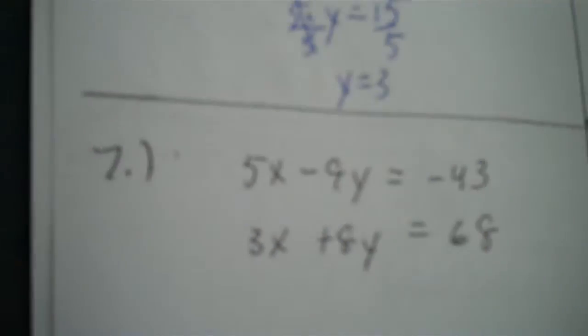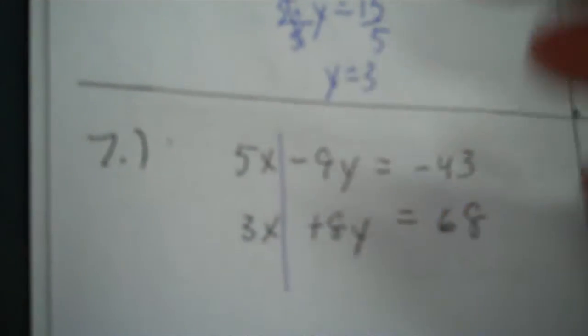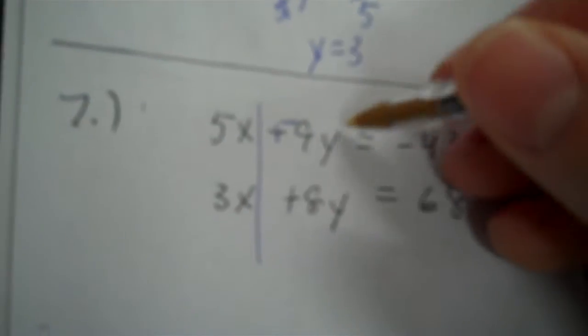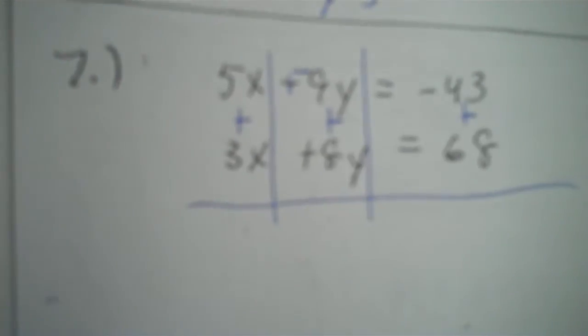Okay, number 7. 5x minus 9y equals negative 43. 3x plus 8y equals 68. Okay, so you don't have a letter by itself. Make your columns. Make that plus negative 9y. And over here, so try to add them. So that's 8, and that's negative 1.